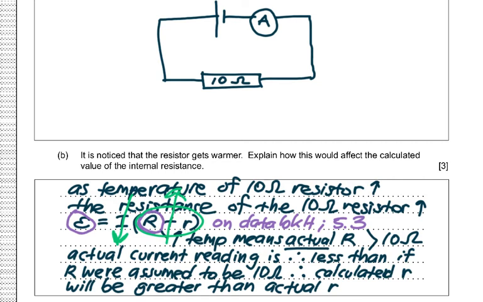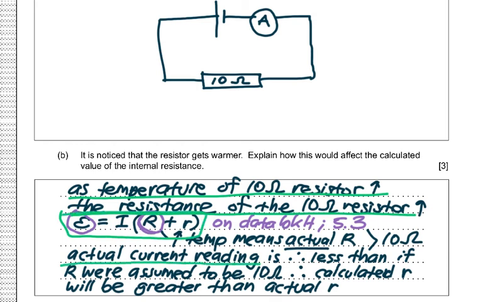Therefore, what happens is that the calculated resistance, which they actually get out of the equation, is going to be greater than the actual internal resistance in the circuit. And so the 3 points here, the first point is as temperature of the 10 ohm resistor increases, the resistance of the 10 ohm resistor goes up. That's point number 1. The second point is as a result of that and using this expression, that means the actual current is going to be less.